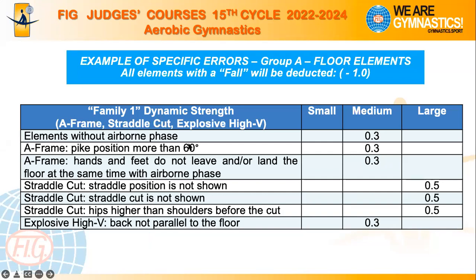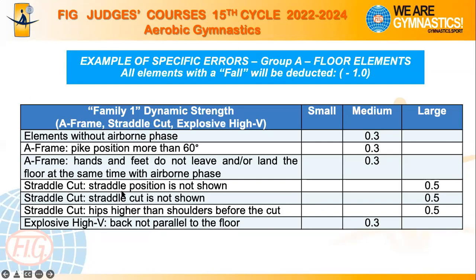Elements with an airborne phase, family 1, they are dynamic strength. And inside you have A-frame, straddle cut, explosive high V. And here elements without airborne phase, 0.3. Pike, for A-frame, pike position more than 60 degrees, 0.3. A-frame, hands and feet do not leave and or land to the floor at the same time with airborne phase, 0.3. Straddle cut. Straddle position is not shown. Sometimes it looks like, was it a straddle cut or A-frame? Because you don't show the clear straddle position. And if you don't see it, it's not a straddle cut, it's a wrong technique, 0.5.